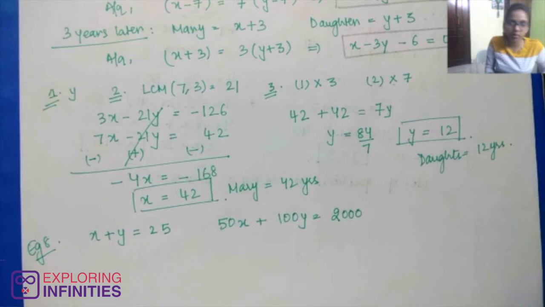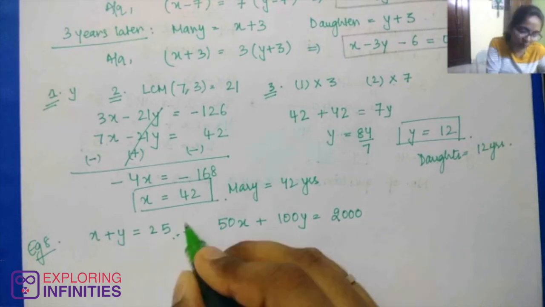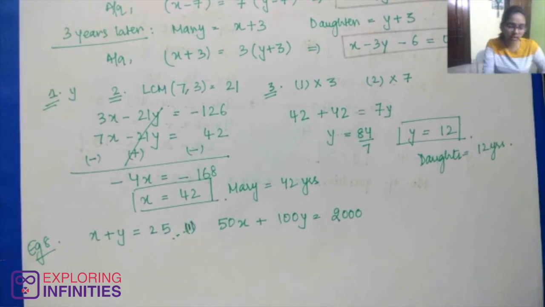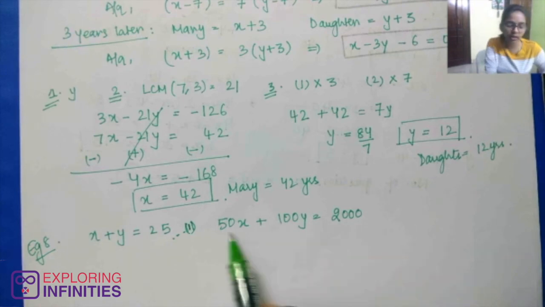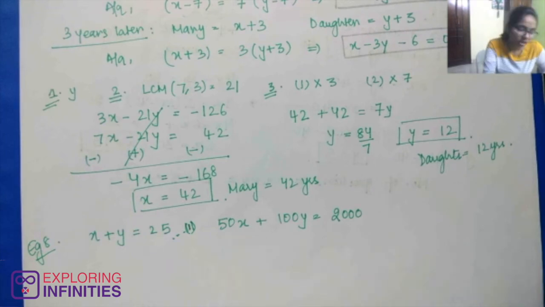If you remember, she had 50 and 100 notes. The total number of notes she had was 25, which makes our equation number 1. Then she said that the number of 50 notes be x and the number of 100 notes be y. When you multiply each by its value, you get a total of 2000 rupees. So that's our equation number 2.